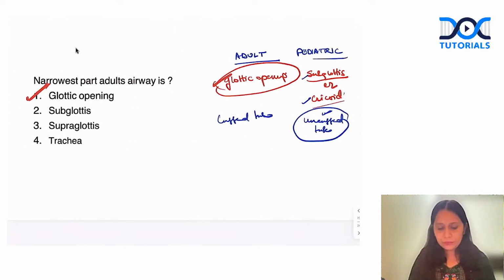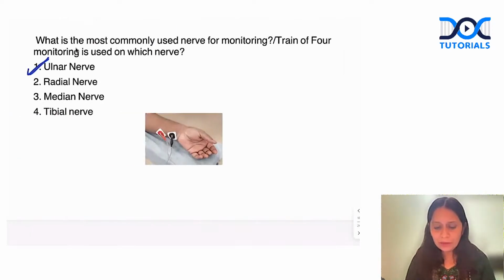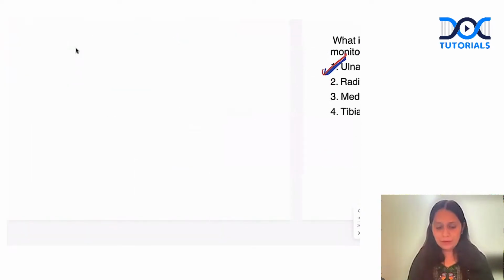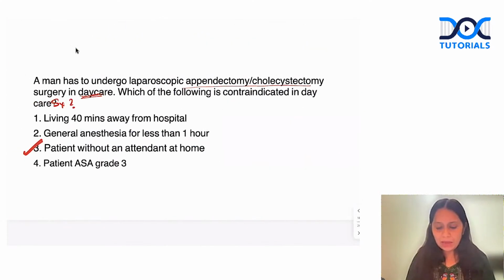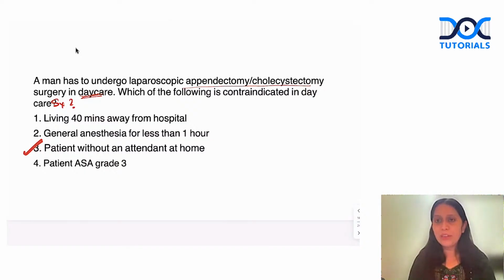Next. Narrowest part of the adult airway: glottic opening. Next. Which nerve is most commonly used for neuromuscular monitoring, or an image-based question asking which nerve is being monitored? The answer is ulnar nerve. Next question. A man has to undergo laparoscopic appendectomy or cholecystectomy on a daycare basis. Which of the following precludes daycare surgery? A patient without an attendant at home. We cannot take such a patient for ambulatory or daycare surgery.